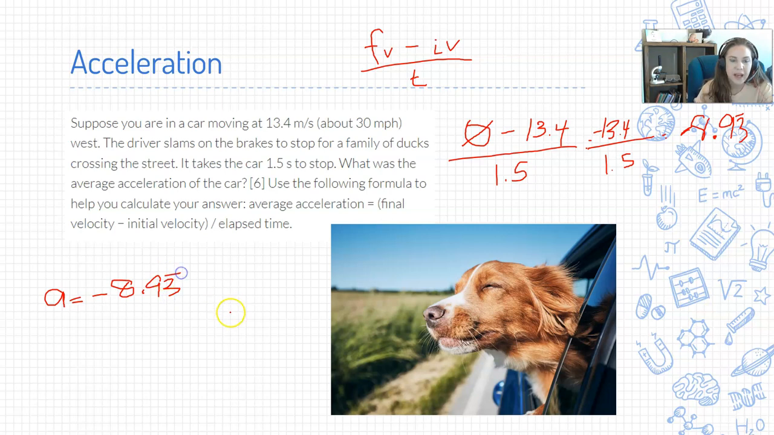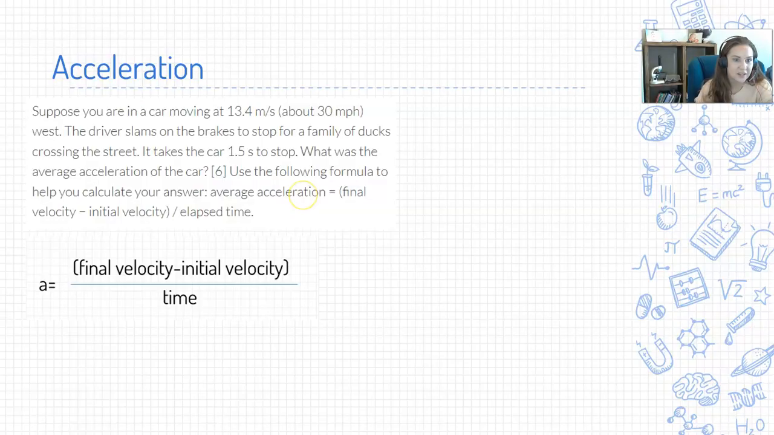Now, if it's a negative acceleration, does that mean it's speeding up or slowing down? Slowing down, which means it's not really an acceleration but a deceleration, because it's got a negative number there. Deceleration. That would just be one example that you might see when solving for acceleration.